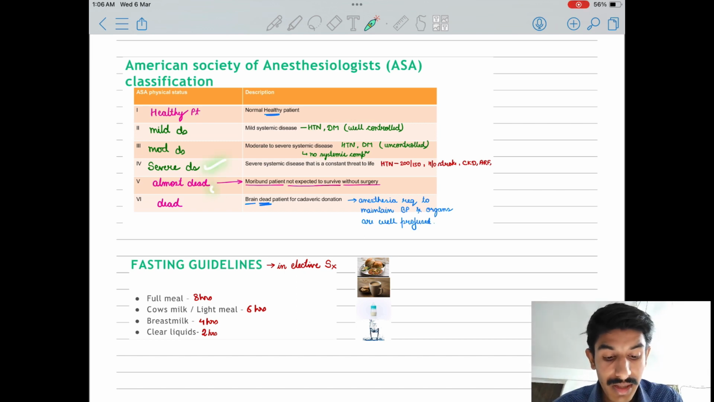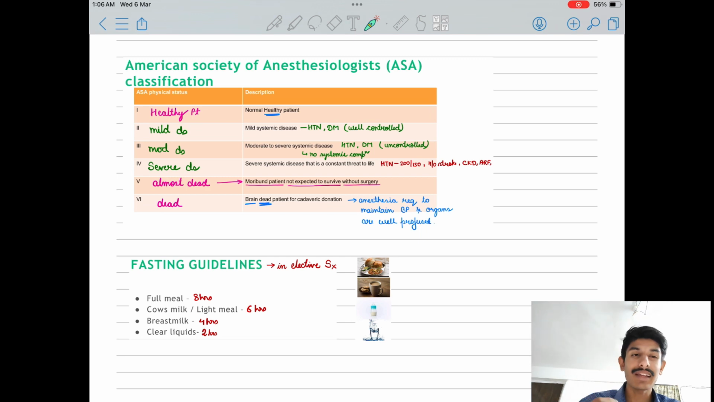This comes in the 4th grade, but in the 5th grade are morbid patients, and these patients can rarely be saved during the operation, and the last one is death.